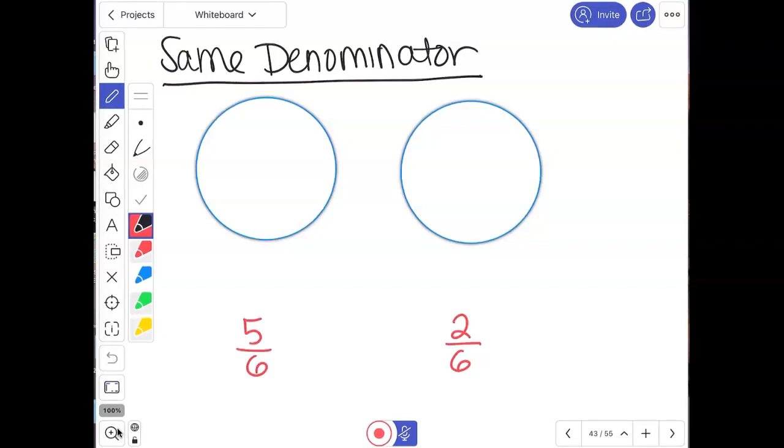So let's say I've got 2 pizzas and they are cut into 6ths. I'm not quite sure why I chose that denominator because it's not an easy one to draw, but I'm going to do my best. So you can go ahead and pause right now, draw those 2 circles, and then we're going to partition them into 6ths. So pause and do that now.